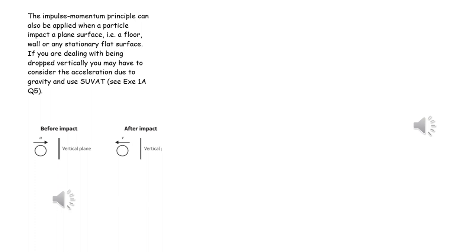The impulse momentum principle can also be applied when an object hits a surface, and in this case the impulse will always be acting away from the surface, and that's the direction that you take as positive for your velocities.